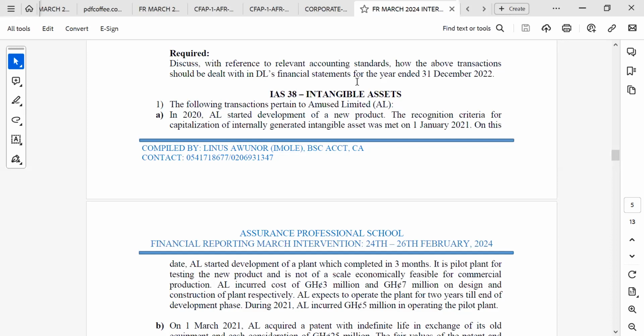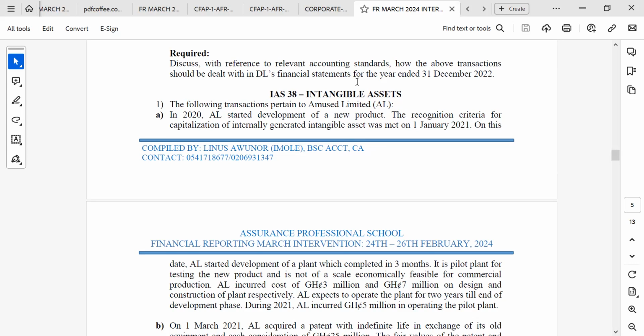Examples will be trademarks, patent rights, copyrights, and licenses that the company is going to acquire from government and all those things. Those assets are going to have economic benefit, but they cannot be seen. They are of no physical substance. That is what we call the intangible asset. The accounting for the intangible asset follows the same principle as IAS 16.